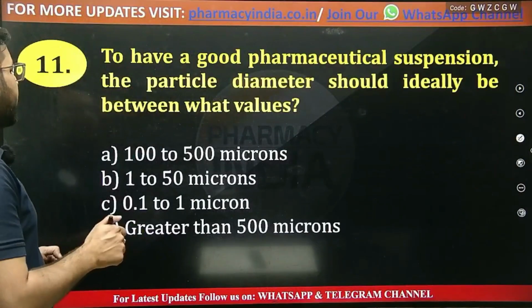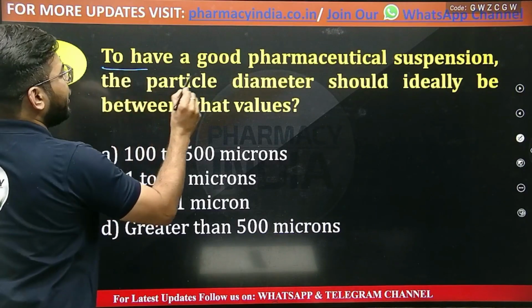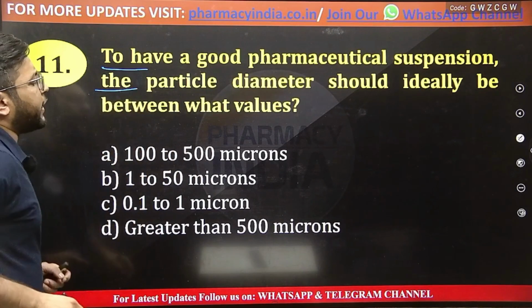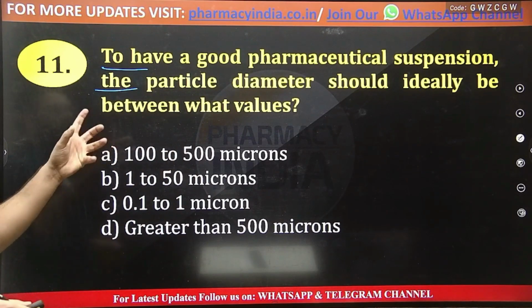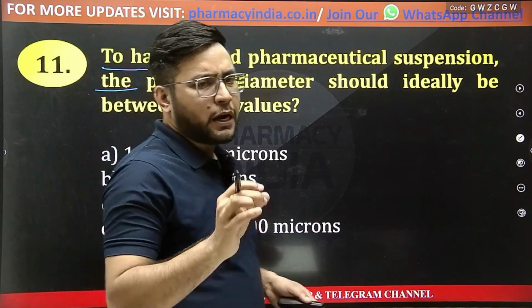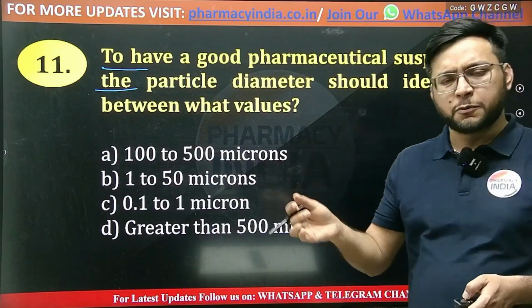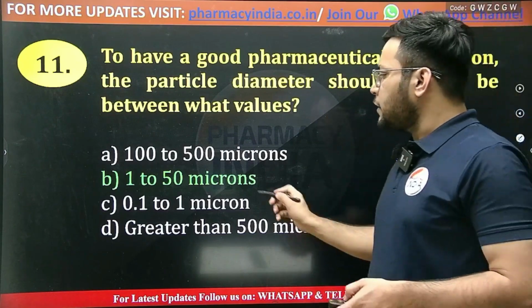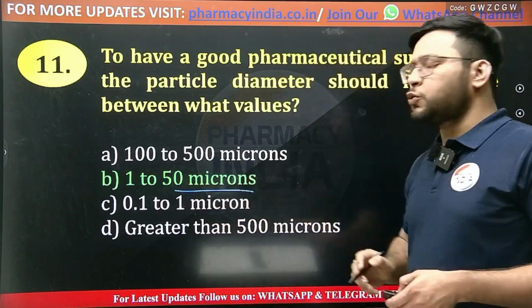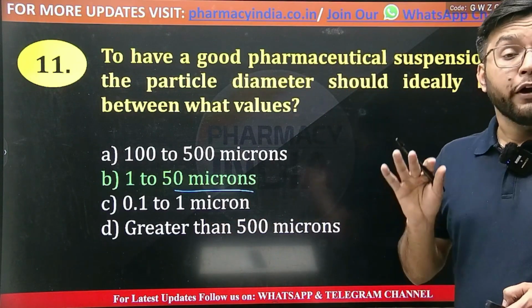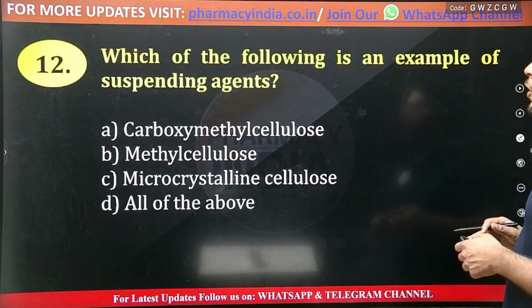Now moving on to the next question. To have a good pharmaceutical suspension, the particle diameter should ideally be between what values? Means what should be the particle range of the particles in suspension? So the correct answer is the particle range should be 1 to 50 microns. Now moving on to the next question.